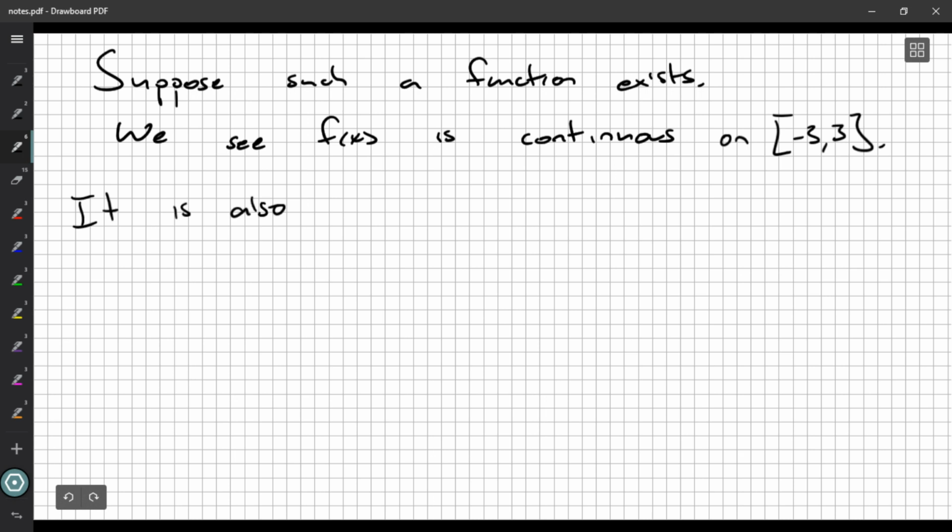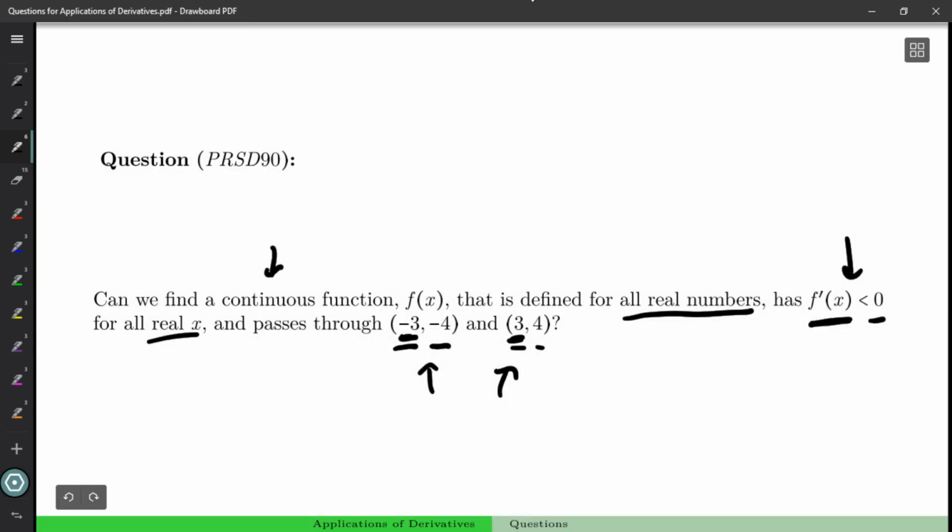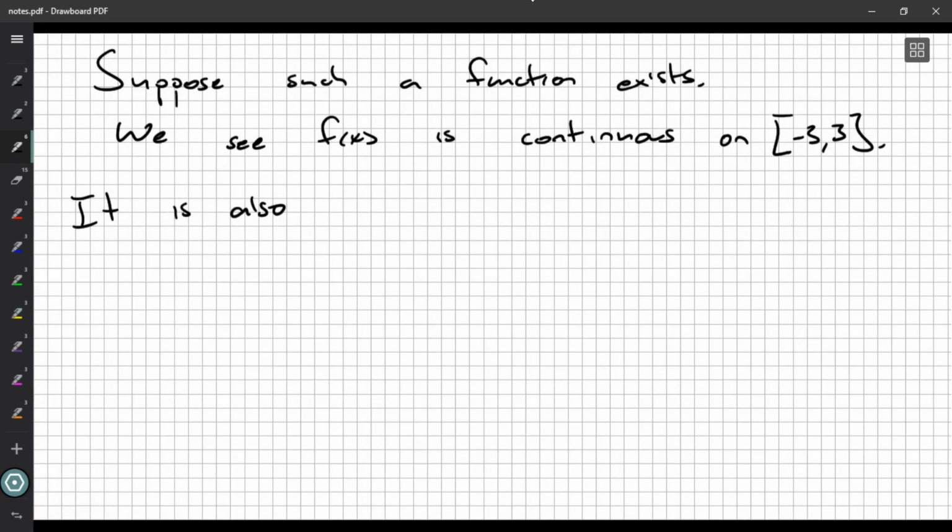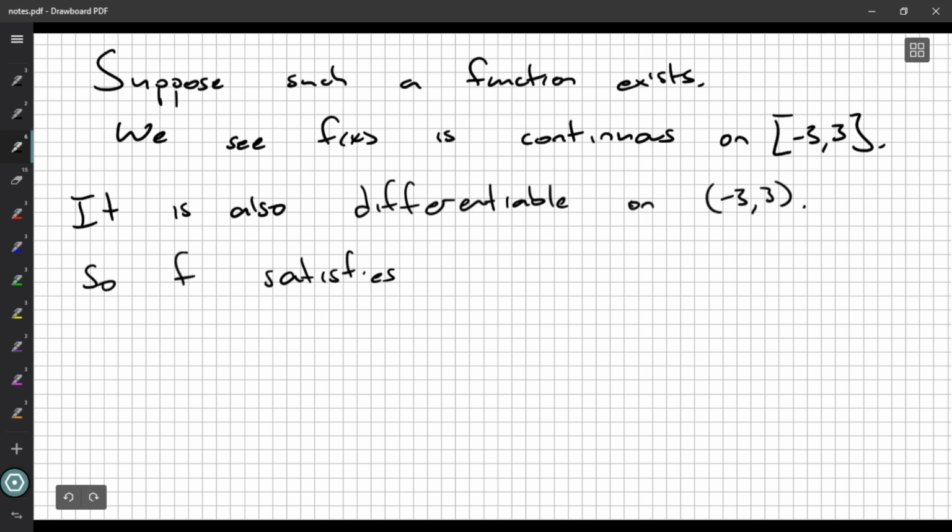It is also, it's a little more implicit in the statement, but because they say for all real x, f prime of x is less than 0, that does mean that f prime of x exists, because you can't have undefined being less than 0 here. So f prime of x being less than 0 does tell me that it is differentiable at every point. Specifically, it's differentiable on this open interval.